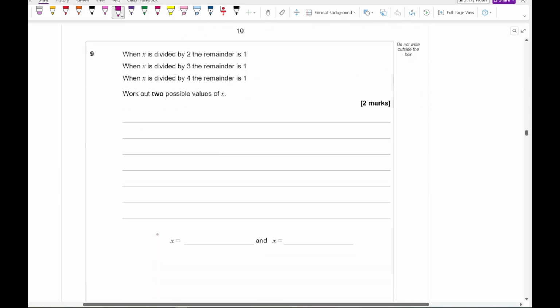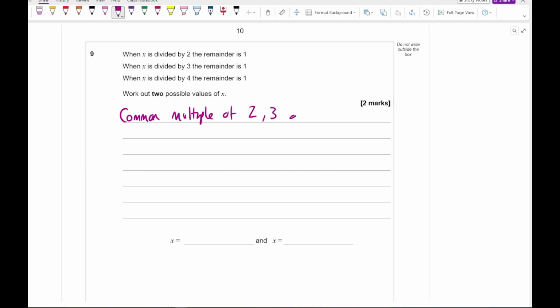Then moving on to question 9, it says when x is divided by 2, a remainder is 1. When x is divided by 3, the remainder is 1. And when x is divided by 4, the remainder is 1. Work out two possible values of x. Now for this, what we need to do is, first of all, we need to find a common multiple of 2, 3, and 4. So if we multiply those numbers together, 2 times 3 times 4, well, common multiplier is going to be 12. So we're looking for any multiple of 12.